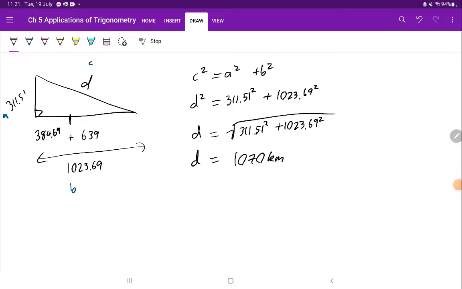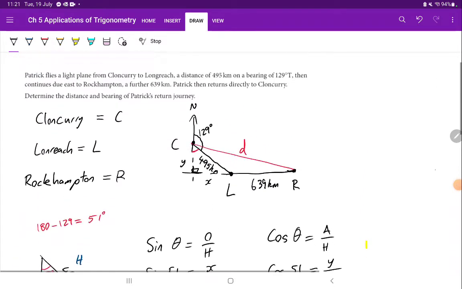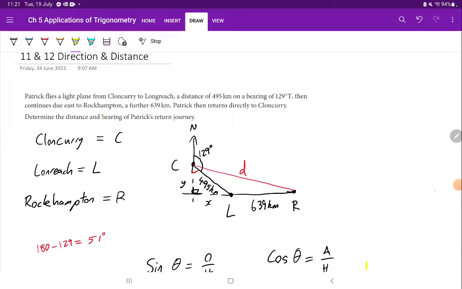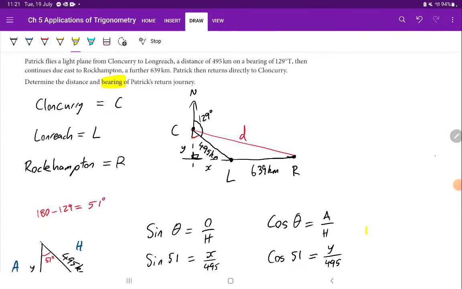So that answers the first part of the question, which is, what is the distance traveled? So that's how far. The other part of the question did ask also for us to work out the bearing. So how do we work out the bearing? Well, I like to think of it visually. So from Rockhampton, we are traveling in this direction. Because we want a bearing, it means we're going to want to measure this angle to here.